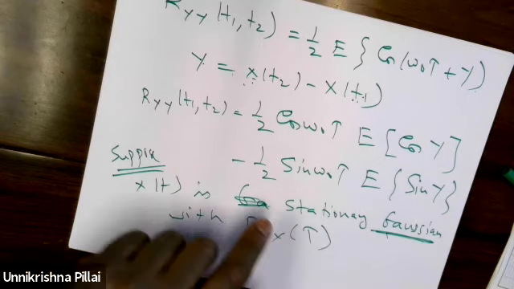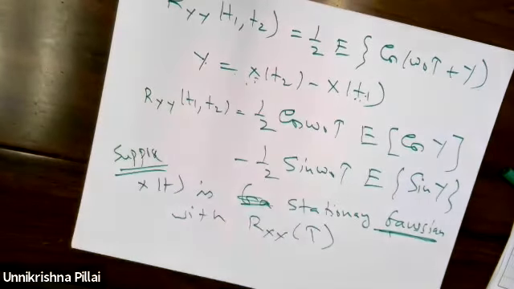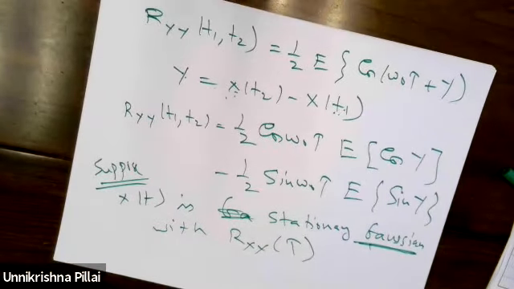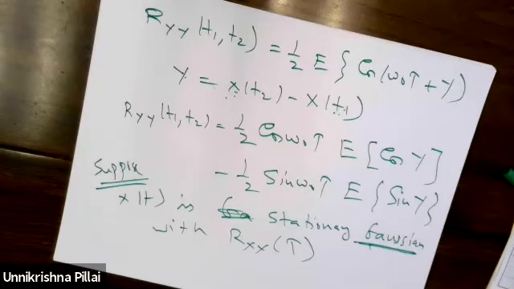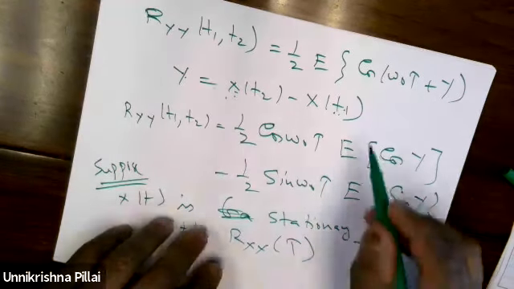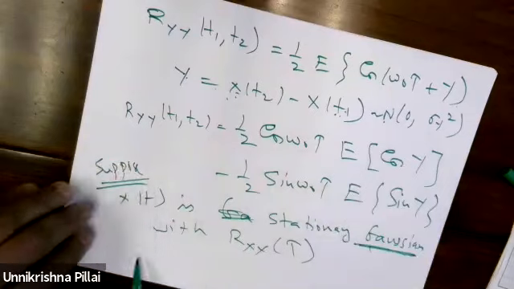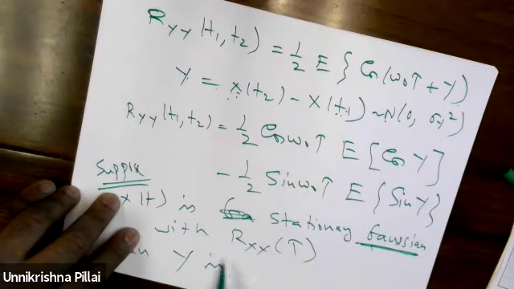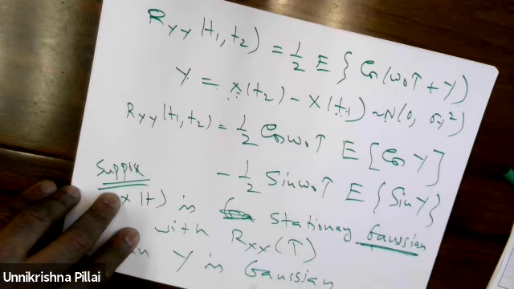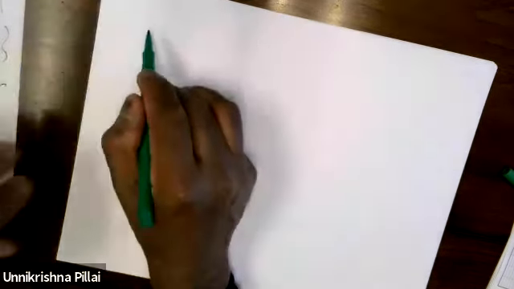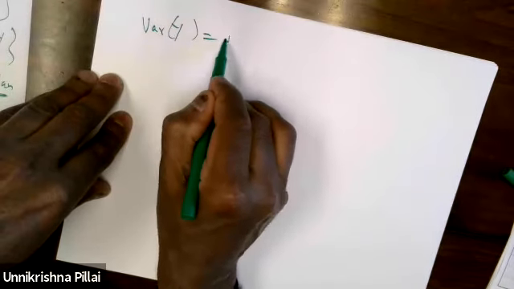If x of t is stationary Gaussian, what about each of these random variables? X of t1 and x of t2, they are what? Zero mean and Gaussian, right? The mean may be constant, but it's the same constant. So the mean of Y is zero. The question is, what will be the variance of Y? Y is Gaussian, actually zero mean Gaussian. So let's find out its variance, which I'm going to call sigma Y squared.